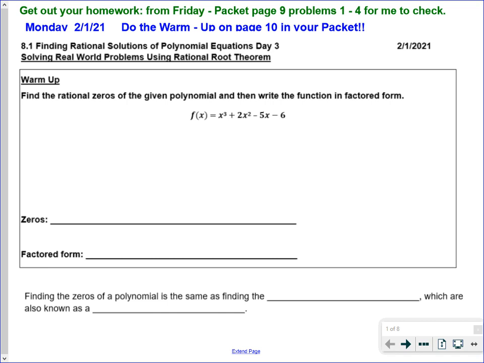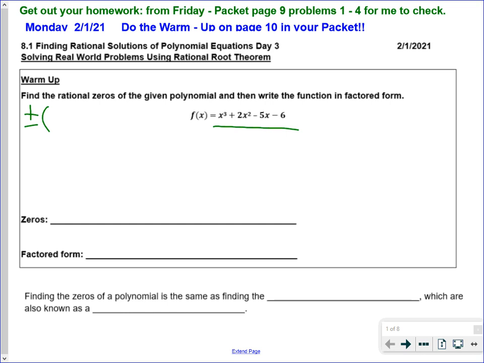So we need to find the rational zeros of any given polynomial, and then we need to write the function in factor form. And we see that we can't actually factor this by hand. We're going to use the rational root theorem. So the first thing with the rational root theorem we need to do is list out all the possible zeros of this function.